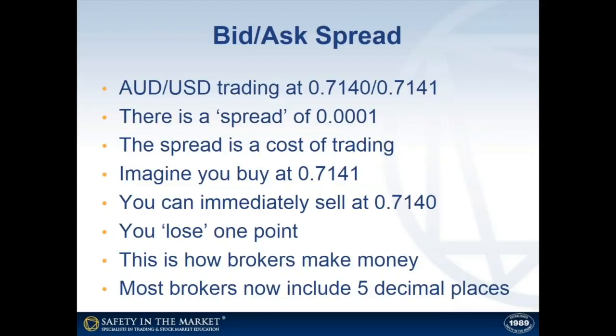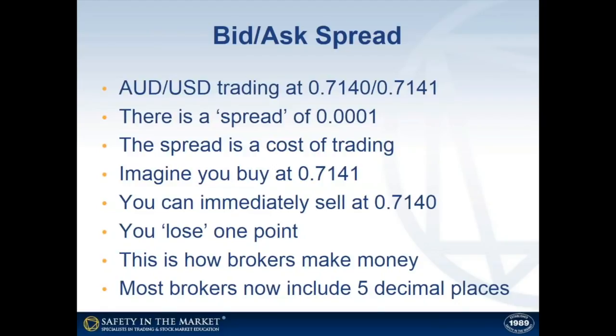So rather than offer you 71.40/71.41, they might offer you 71.40 and then a little 2 as the 5th decimal place, and then 71.40 with, say, an 8 as the last decimal place. So it'll be a 0.00006 spread. Okay, so it gets really, really tiny.